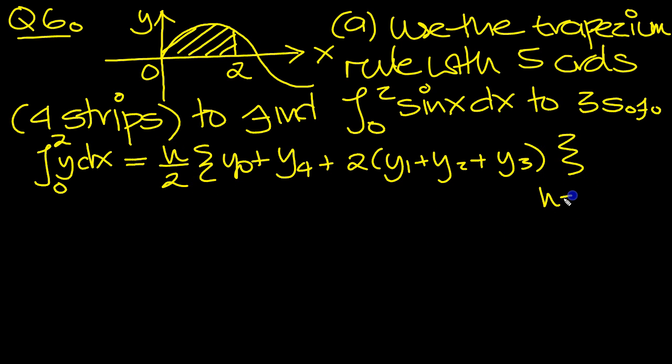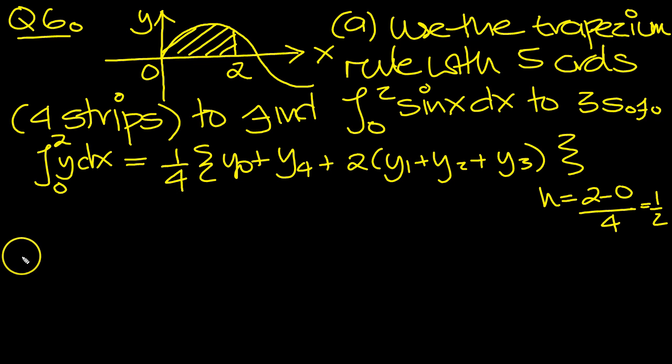h is equal to b minus a, so that's 2 minus 0 over n. The number of strips is 4, so h is a half. So a half over 2 is a quarter, so I'm going to put that in straight away here. That's okay, so that's a quarter then.